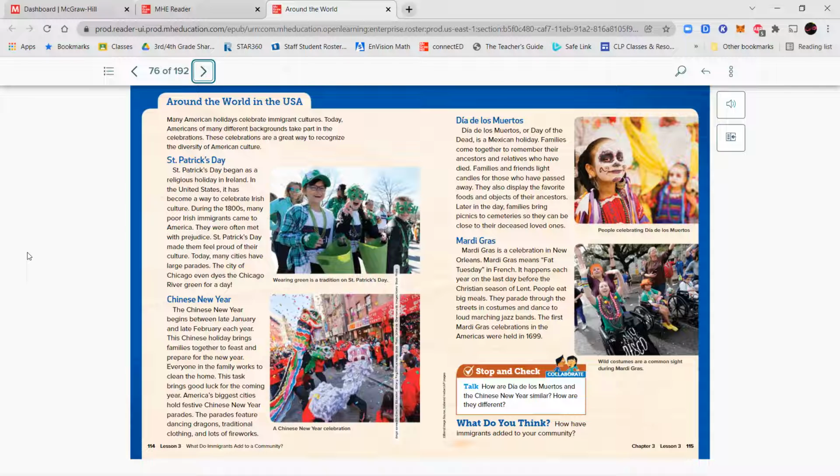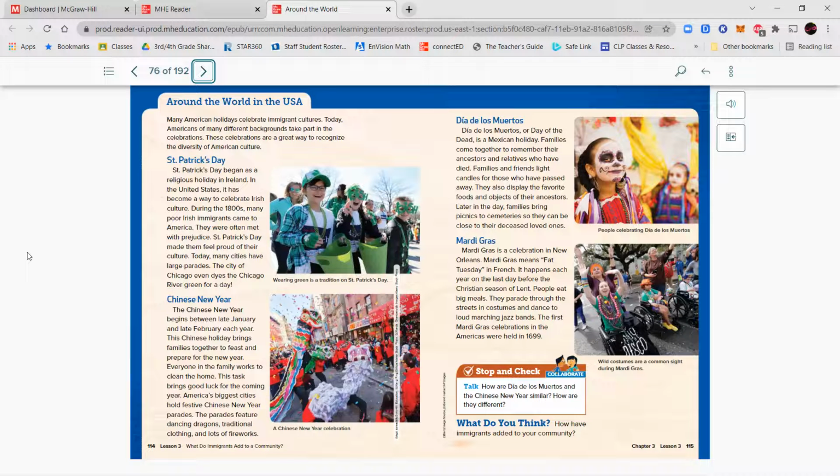In the United States, it's become a way to celebrate Irish culture. During the 1800s, many poor Irish immigrants came to America. They were often met with prejudice. St. Patrick's Day made them feel proud of their culture. Today, many cities have large parades. The city of Chicago even dyes the Chicago River green for a day.